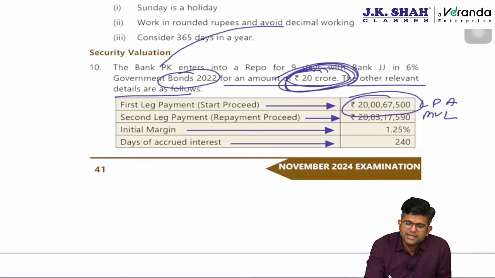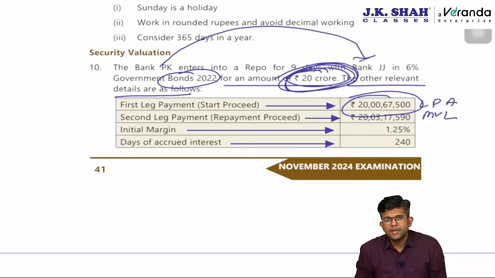Because when PK is selling the bonds to JJ, the value of the bonds that JJ is receiving won't be the face value, right? It will be the market value of the bonds. Hence, the loan given by JJ to PK will be on the basis of the market value of the bond, and that market value, students, is called dirty price.